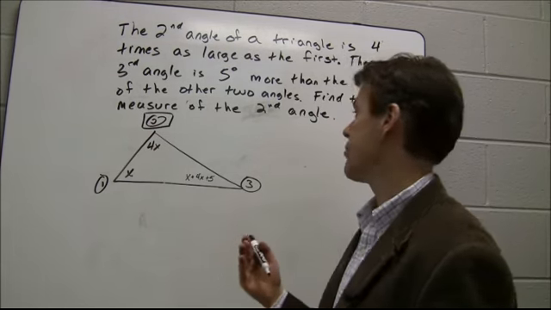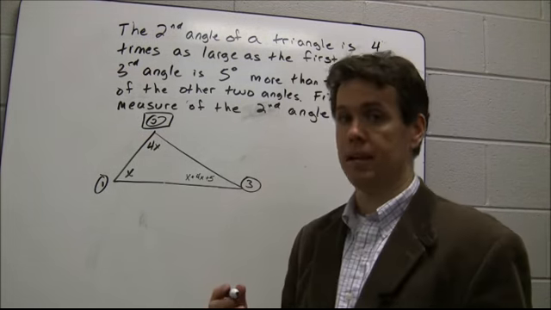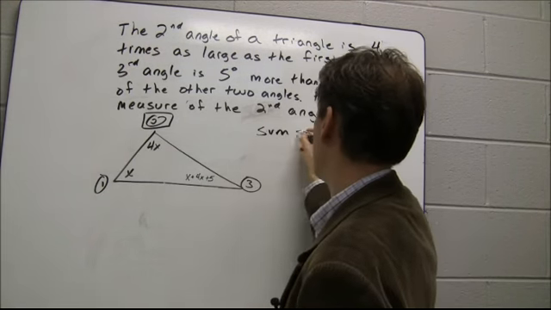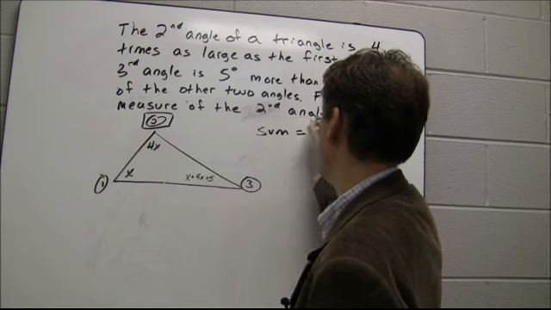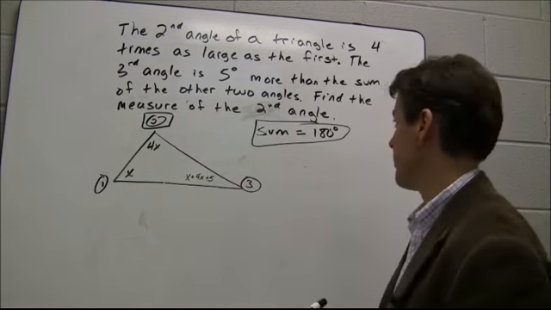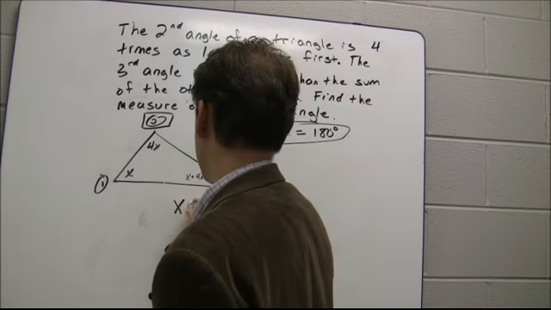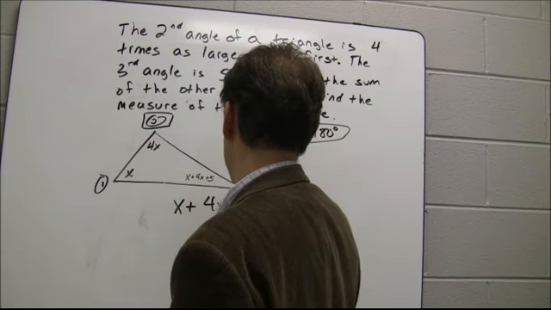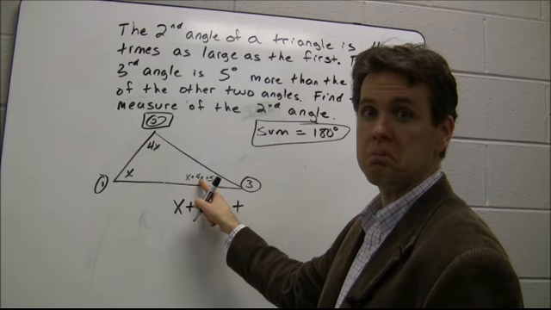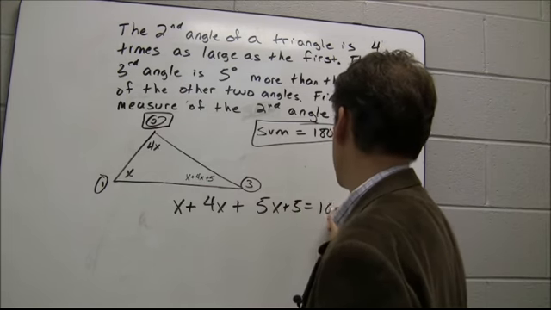There's something that's known about the sum of the measures of any triangle's angles, and that is the sum will be 180 degrees. So that's just something that you have to know, something you need to memorize. Okay, so with that in mind, we know that x plus 4x plus, now we could go ahead and combine these, right? x plus 4x is what? It's 5x. 5x plus 5 is 180.